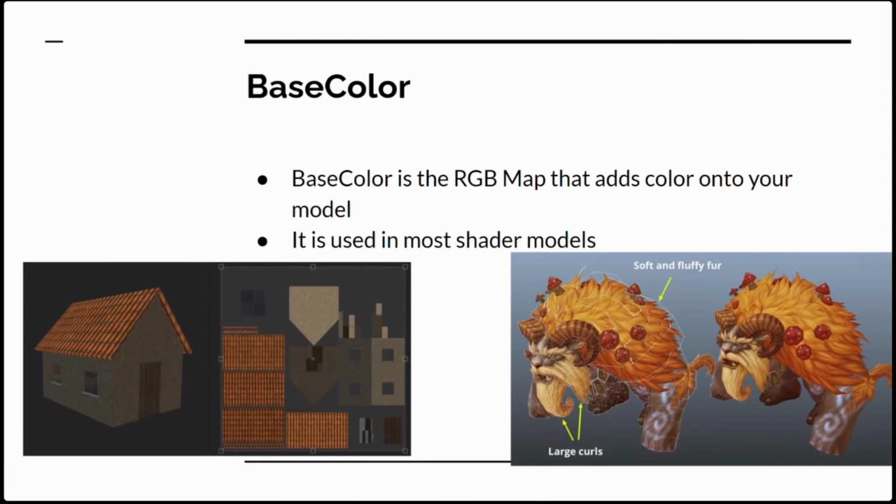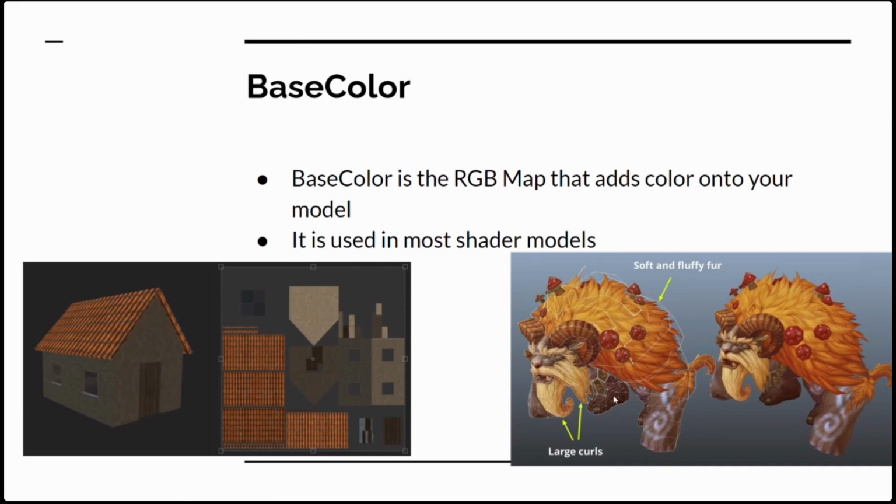So we'll go over a couple of the most common ones really quickly. Base color, as it says on the box, is the RGB, so red, green, blue, map that adds your color to the model. It's used in almost every kind of material, shader, what have you. On the left is an example of a base color only material applied onto a 3D model of a house. On the right, you can see how that applies specifically to the UV map.